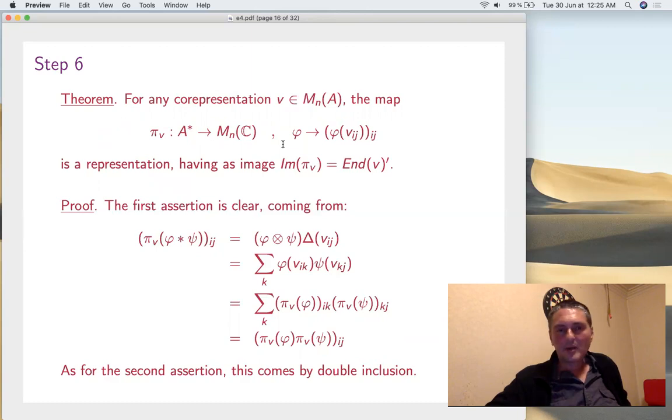So let's see how the proof goes. Well, A star is an algebra, right, with a convolution. So that's your convolution here. And coefficients is this, so it's done. Very simple. So that's a representation. Now this is by double inclusion.